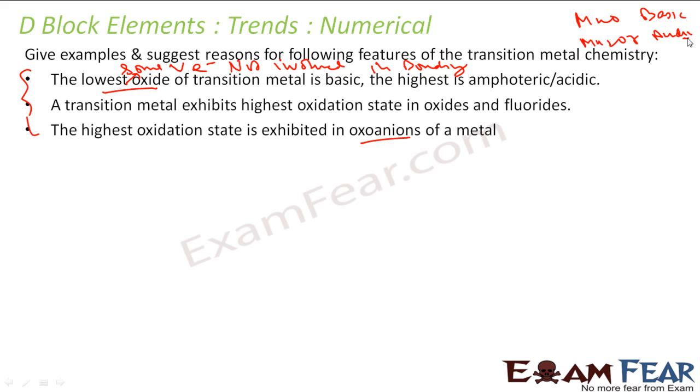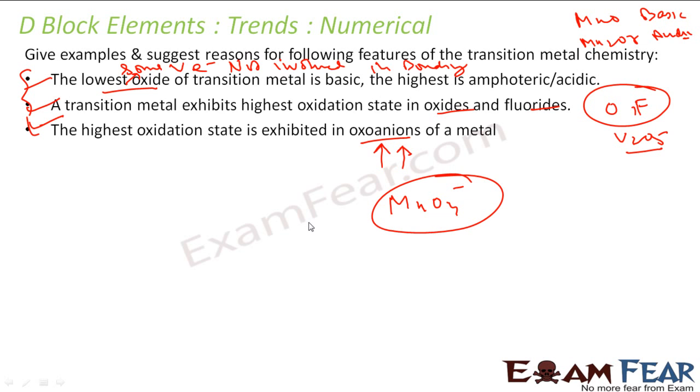The next was: transition metals exhibit the highest oxidation state in oxides and fluorides. Why? Because oxygen and fluorine have high electronegativity and are small in size, and thus the transition metals exhibit higher oxidation states with these elements. For example, V2O5, Mn2O7. The third is: the highest oxidation state is exhibited by oxyanions of a metal. Oxygen again is electronegative, small in size, and it forms multiple bonds. Thus the highest oxidation state is shown by oxyanions. For example, in MnO4-, you have the +7 oxidation state.